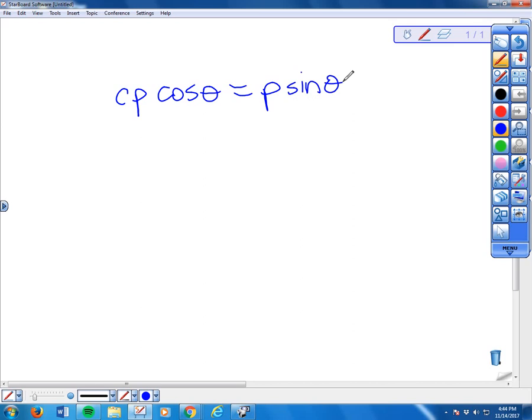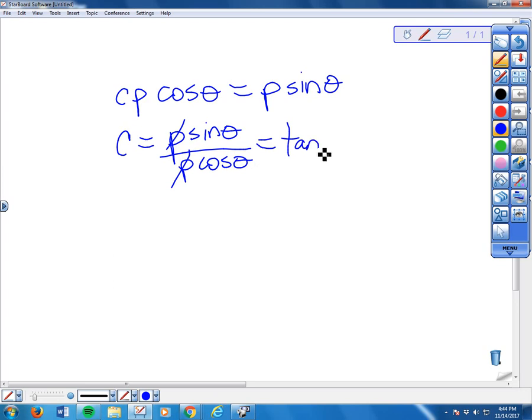So solve it for C. I'm just going to divide P sine theta by P cosine theta. P's cancel. This is just tangent. And it wants me to solve this when theta is 45 degrees, so I need tangent of 45. Well, tangent of 45, the legs of the triangle are identical. That's 1.